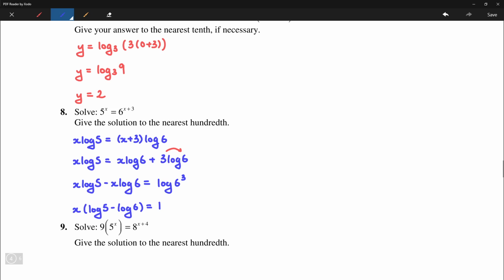And we can evaluate the right-hand side. 6 cubed is equal to 216. From there, we can combine the two logarithms on the left-hand side. So this will be x log and then 5 over 6. And the right-hand side is still just log 216. So finally, we can divide both sides by log 5 over 6. So we have x is equal to log 216 over log of 5 over 6.